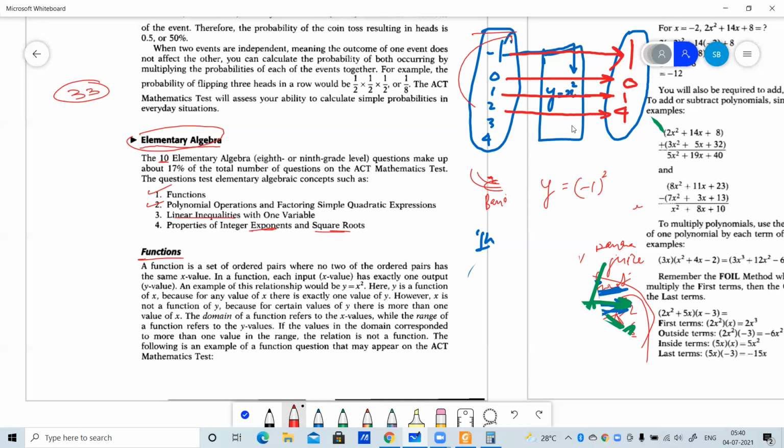So is it a function? Yes, it is. Now, you can see one thing here. -1 is also giving you 1, and 1 is also giving you 1. So you don't need to write 1 2 times. You can just write it at once, and you can put 1 also giving 1. So is it a function?